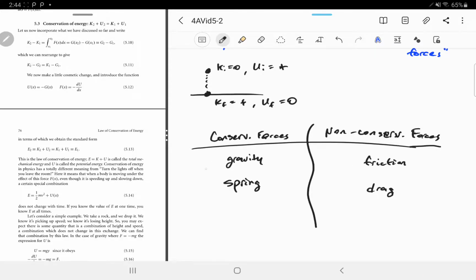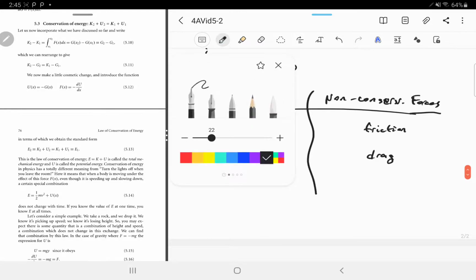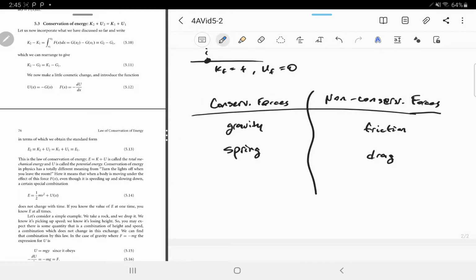Same with gravity. You throw a rock up, and that rock is going to come back down. So that energy is just being stored temporarily in the potential energy as the kinetic energy goes down, and then you get that energy back again. So the way to think about conservative versus non-conservative is that we can get this energy back again.